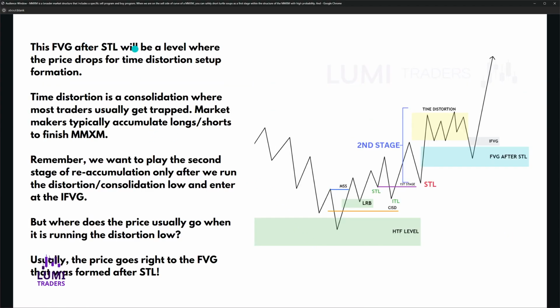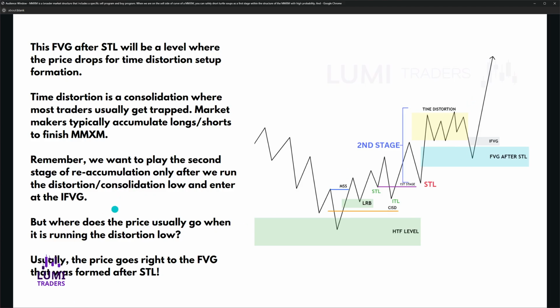This fair value gap after the short-term low will be a level where price may trap, but it's not necessary to see this. But most of the time you will see a picture like this. This fair value gap will be a point of reversal for our time distortion setup. Time distortion, once again, is a consolidation where most traders usually get trapped. What do I mean by this? Most traders are going to short right here because they're trying to find a market structure shift. It can be like random buy side liquidity, something similar to the 2022 model. Then they are going to be stopped out right here.